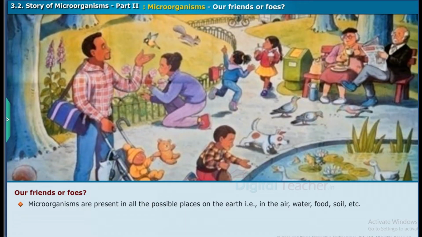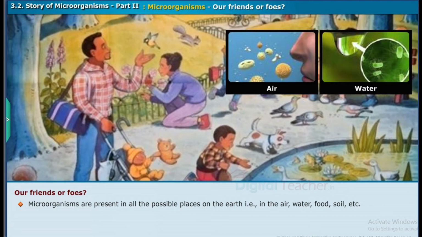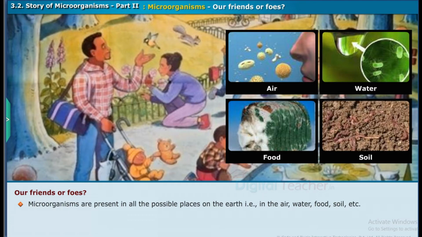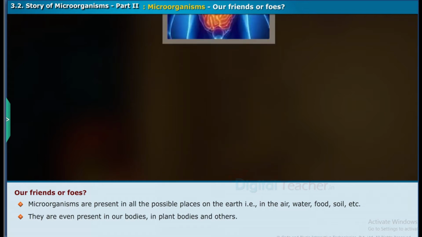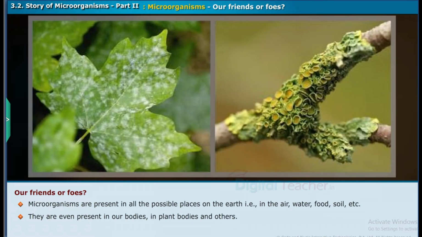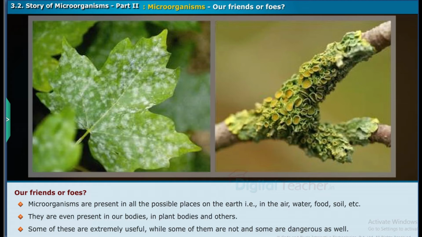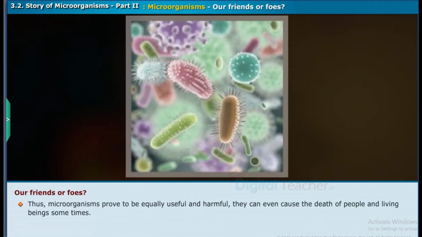Microorganisms are present in all the possible places on the earth, that is in the air, water, food, soil, etc. They are even present in our bodies, in plant bodies and others. Some of these are extremely useful, while some of them are not, and some are dangerous as well. Thus, microorganisms prove to be equally useful and harmful. They can even cause the death of people and living beings sometimes.